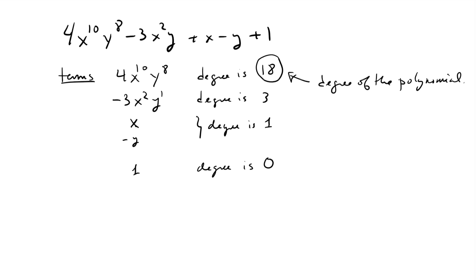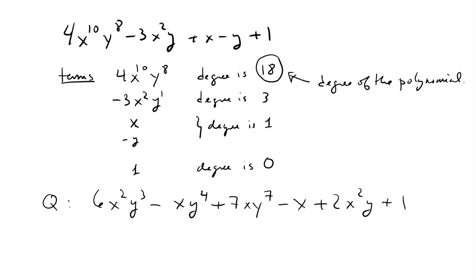So here's a little question for you. If I have the following polynomial, what is the degree of that polynomial? Pause for a second and then come back. So if you look at the degree of each of the terms, well, this is of degree 5, this is also of degree 5, this is of degree 8, this is of degree 1, this is of degree 3, and this is of degree 0, so you should have obtained that the degree overall is 8.